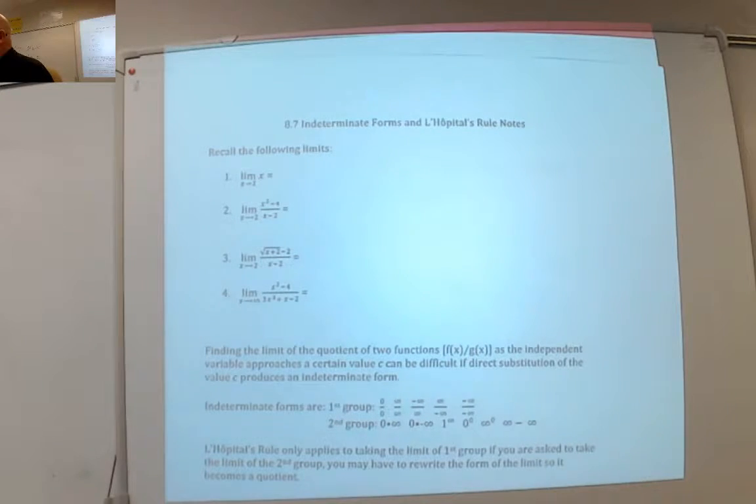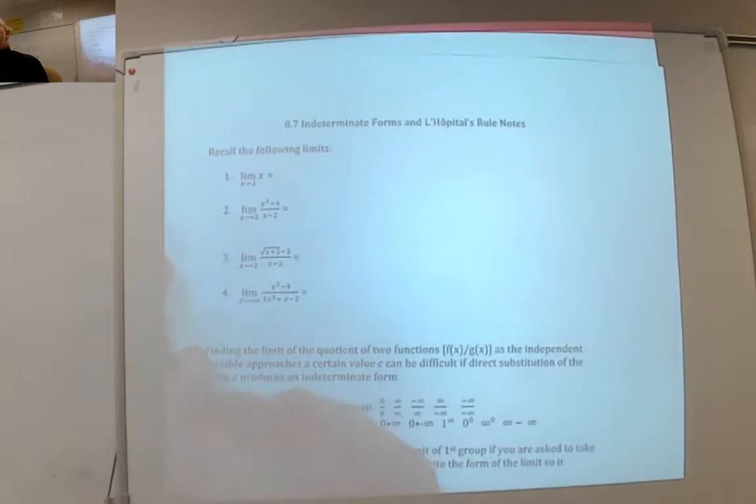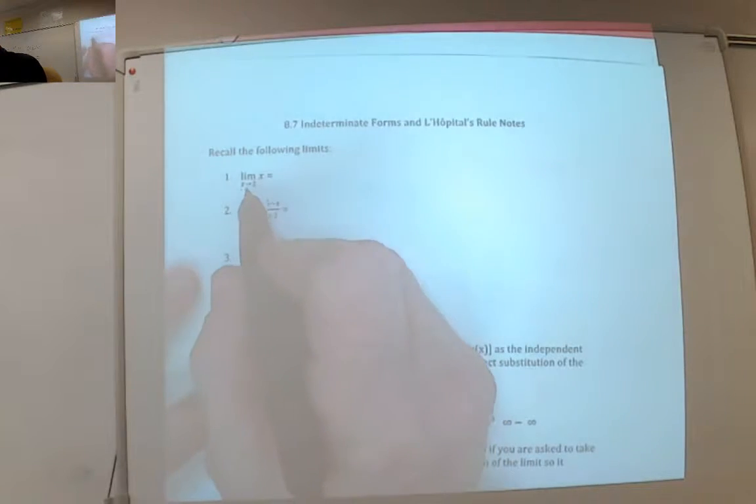Okay, we're going to talk about something called L'Hopital's rule, which is just kind of a nice little shortcut to take limits. And we're also going to talk about indeterminate forms, which you need to know to be able to use L'Hopital's rule. So anyway, we're going to just do a little review of limits. Okay, so the limit as x approaches 2 of x.